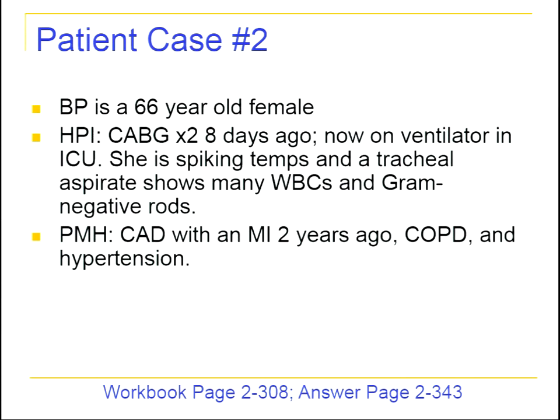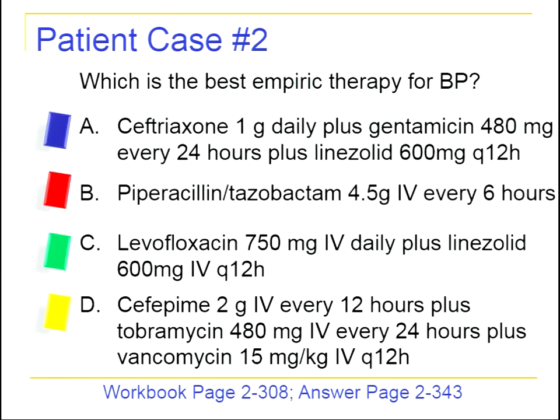All right, we're going to move on now to another pneumonia case. This is BP. BP is a 66-year-old female. BP is admitted to the hospital and undergoes a 2-vessel CABG, and that was 8 days ago. Since the CABG, she's been on a ventilator in the surgical intensive care unit. She's now spiking temps, and she has a tracheal aspirate that's showing many white cells and gram-negative rods. Her past medical history is coronary artery disease with an MI 2 years ago, COPD, and hypertension. And like I mentioned, she's been in the ICU for 8 days on a ventilator.